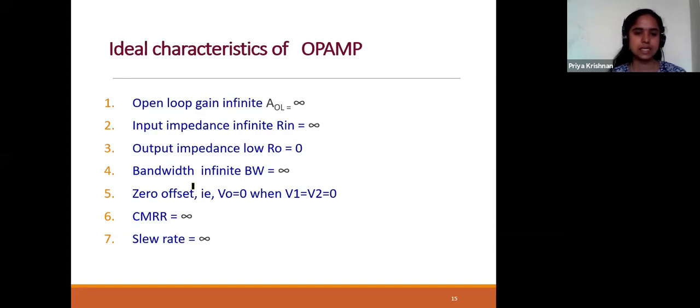It can accept infinite bandwidth. If both the inputs V1 and V2 are 0, its output should also be 0. And CMRR, we know AC is 0, so AD will be infinite. Slew rate is a new term introduced here. Slew rate is the change in output with respect to time. So these are the ideal characteristics of op-amp.